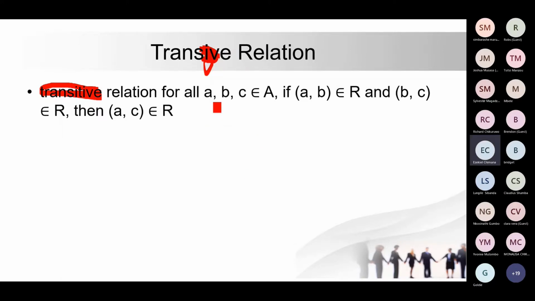Okay. So here a relation R is a transitive relation if for all A, B, C elements of A, if (A, B) is an element of R and (B, C) is an element of R, then (A, C) is an element of R. What you are saying is, whenever you encounter in your relation A related to B and B related to C, in that same relation, you must have A related to C. If you do not have that, it means that that relation is not a transitive relation. I don't know if you get it.